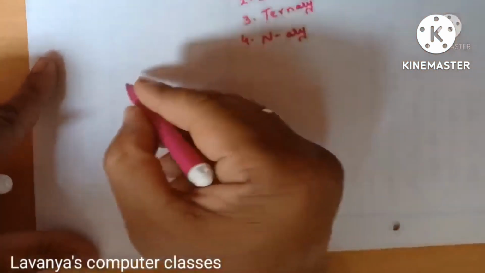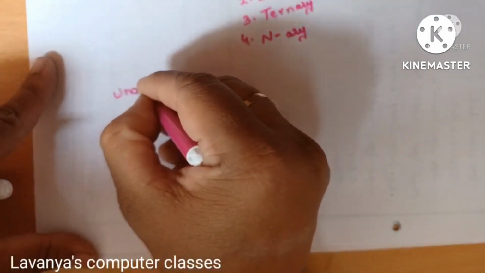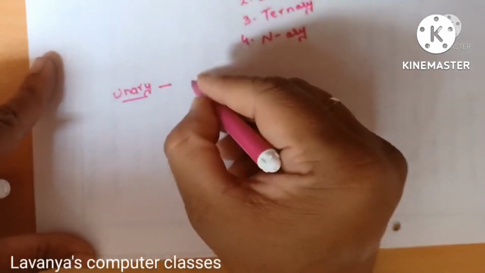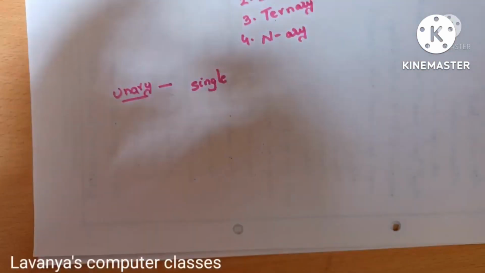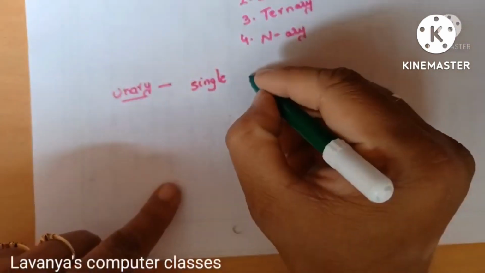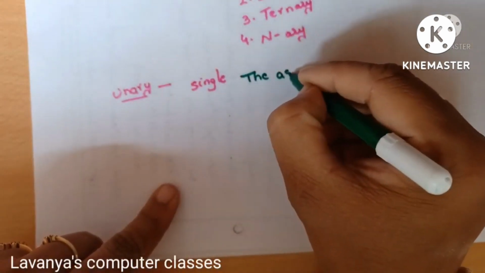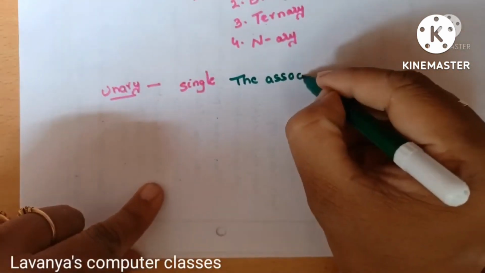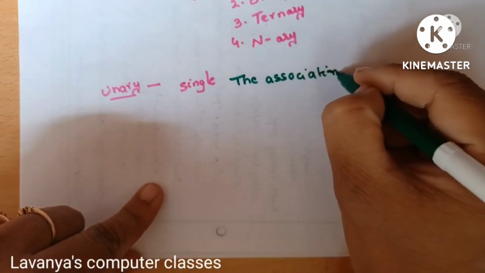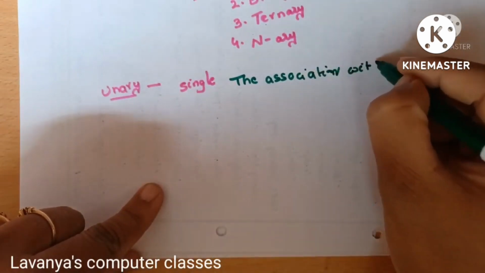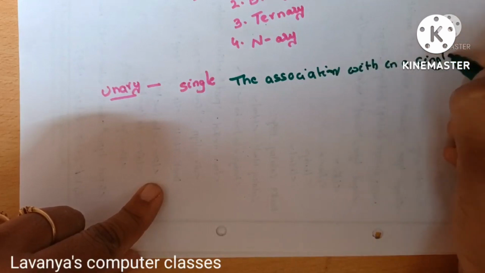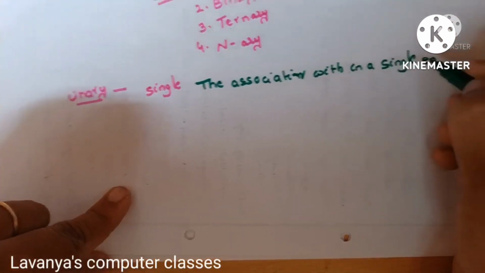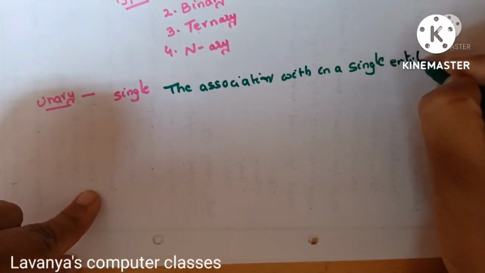Now we will explain each and every one step by step. Unary relationship. Unary means 1, single. That means in this relationship there is an association with only one entity set. The association with only one entity set is known as a unary relationship. That means in this relationship only one entity set, a single entity set, participates.